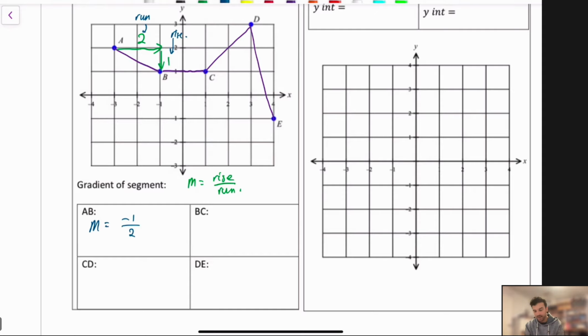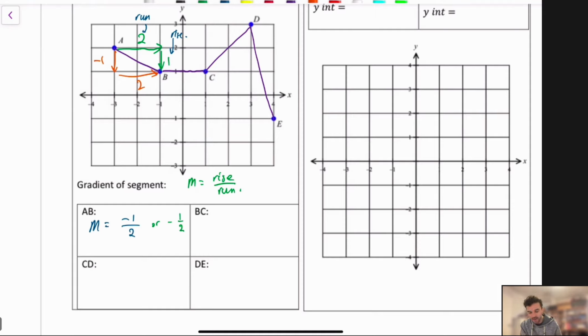And you can write this as, if you want, -half. They're both the same thing. So we found the gradient there. There's another strategy of doing this. You can actually go down first and across second. That's okay. -1, 2. And the same answer will come out. So it's fine which way you go around on that one there.